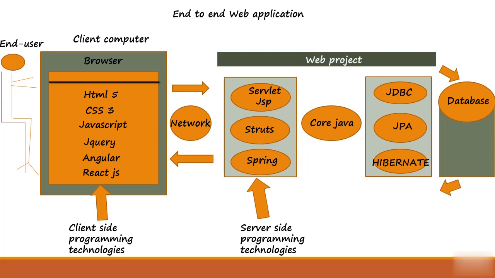Our servlet JSP will take that request and validate it by using core Java. Servlet, JSP, Struts or Spring, JDBC, JPA, Hibernate, everything is developed by using core Java. So core Java is the main part of our web project. Whenever the username and password request is forwarded to our web project, our servlet JSP will validate that username and password. If the username and password are valid, then the request will be forwarded to JDBC.